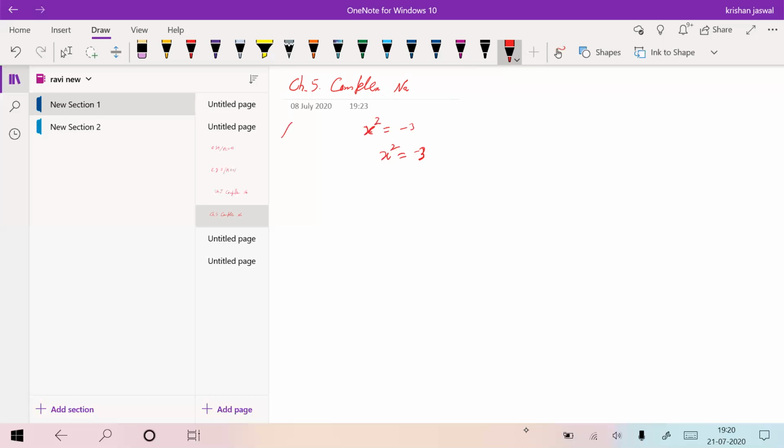Article two: the symbol iota and its powers. It does not exist in real numbers.